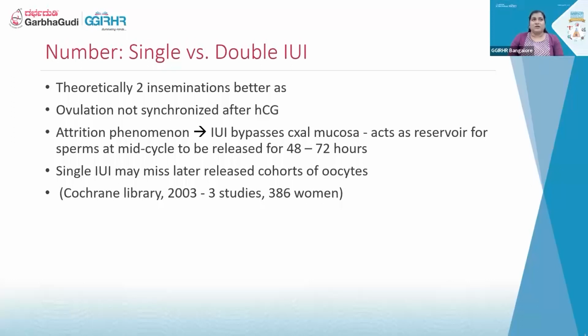Then in a natural pregnancy, in natural intercourse, all the sperms get deposited in the cervix, and the cervix keeps them in the crypts of the cervix, and the sperms keep releasing from the crypts and will be available in the female reproductive tract for about 72 hours. Now, when we are doing IUI, we bypass the cervical mucosa. So the availability of sperms for 72 hours cannot be ensured. So when there are multiple follicles, it makes sense, theoretically at least, to do multiple IUIs, that is at least 2 IUIs.